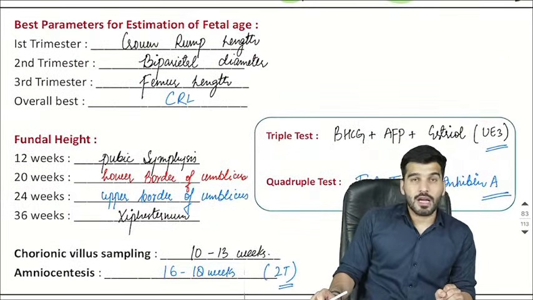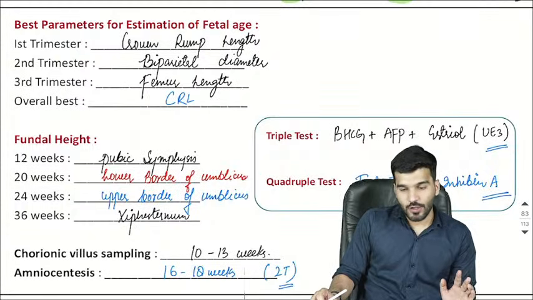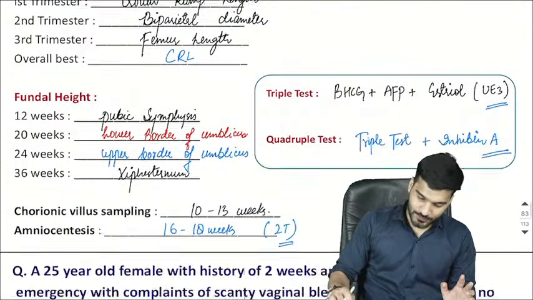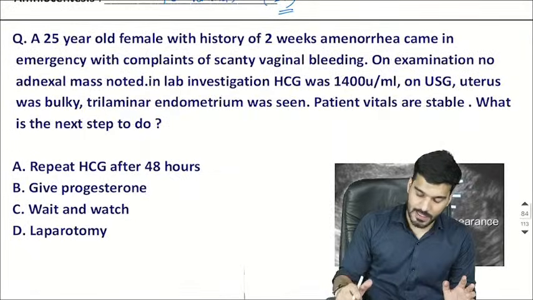And inhibin is a marker for which ovarian tumor also? It's a marker for the granulosa cell tumor. Which inhibin? Inhibin B. B is better.